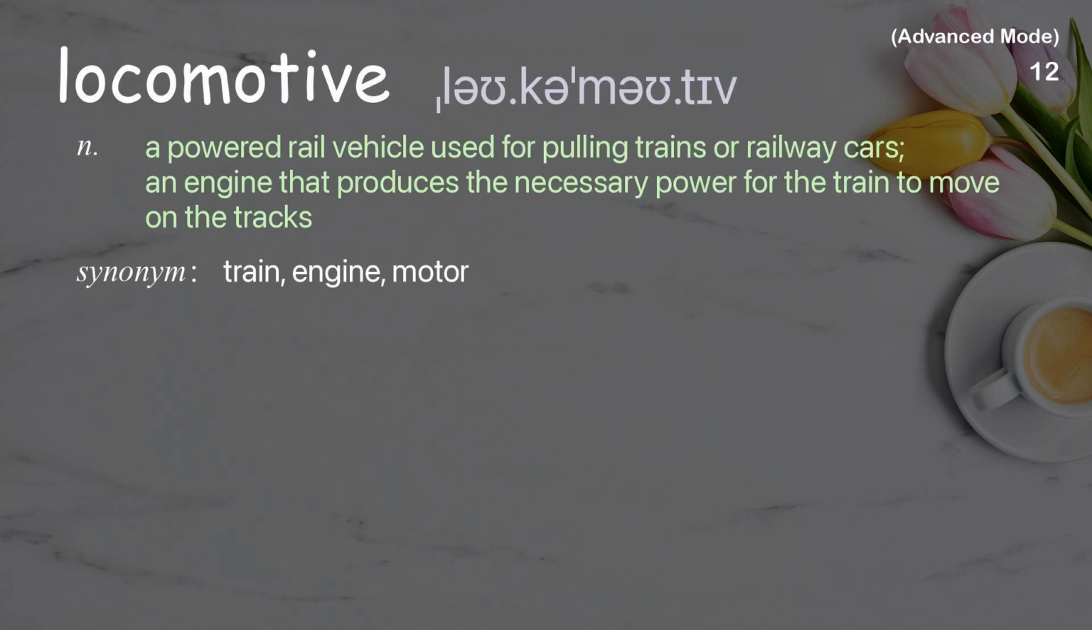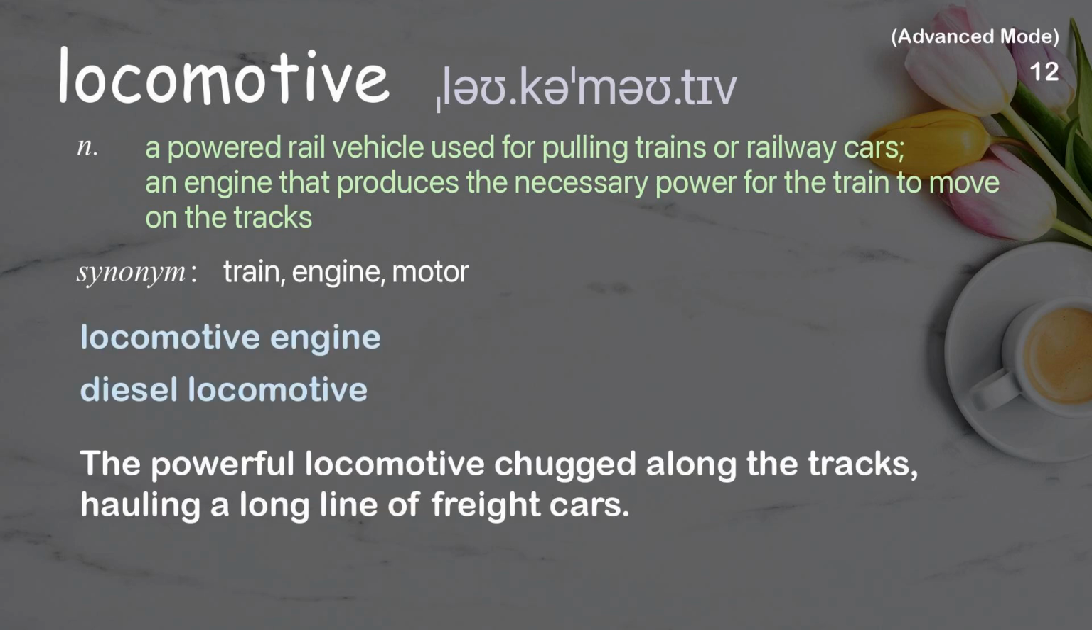Locomotive. A powered rail vehicle used for pulling trains or railway cars, an engine that produces the necessary power for the train to move on the tracks. Examples: Locomotive engine. Diesel locomotive. The powerful locomotive chugged along the tracks, hauling a long line of freight cars.